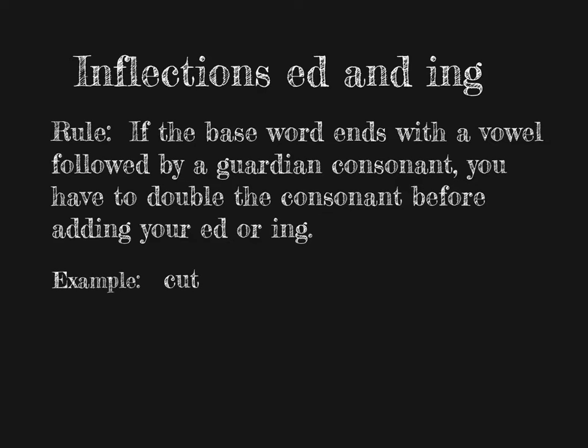An example would be the word cut. Cut is a verb. I have a consonant followed by a vowel followed by a consonant. Since the vowel has a guardian consonant, the vowel is short. It will sound like "uh." And in order to add my inflection ING to the end and make it into cutting, I have to double that consonant before I add my ING.